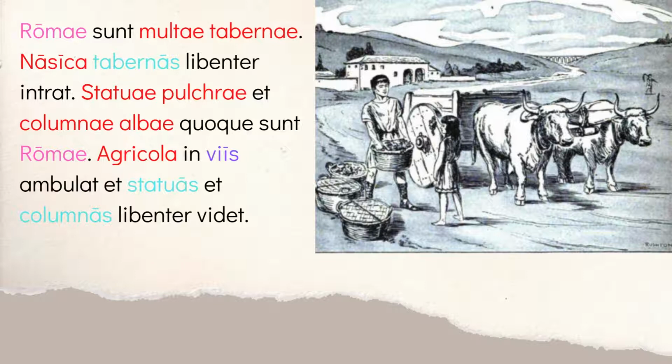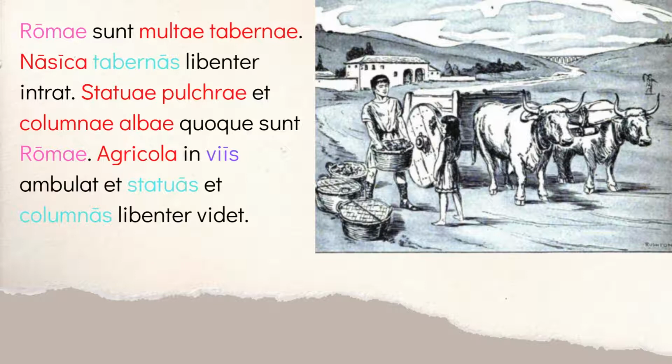Then you have statuae pulchrae et columnae albae quoque sunt Romae. Okay? So it's telling you what other things are in Rome, Romae. So that last Romae is also locative, right? Because you're talking about what things are in Rome. And it starts with statuae pulchrae, beautiful statues. It's nominative plural. And columnae albae, white columns, right? So beautiful statues and white columns, quoque, also are in Rome. Right? So quoque sunt Romae means they also are in Rome. Again, Romae is that new locative case because you're showing a place in which something is happening, and you're referring to a city, right? And it's singular. So you're going to use this locative ending.